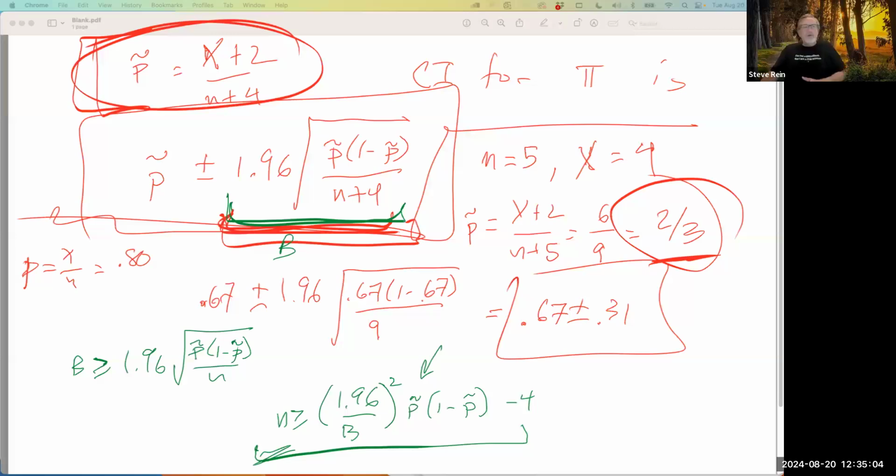So there are 3 approaches to the value for p tilde that you're going to want to use. And actually, there's more than 3, but let's go with 4. 4 possibilities for p tilde.